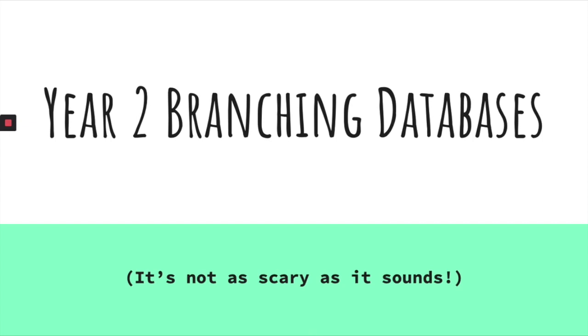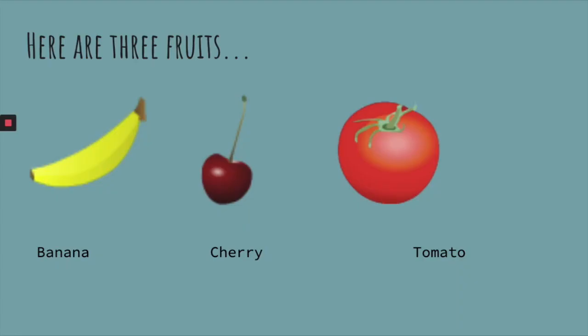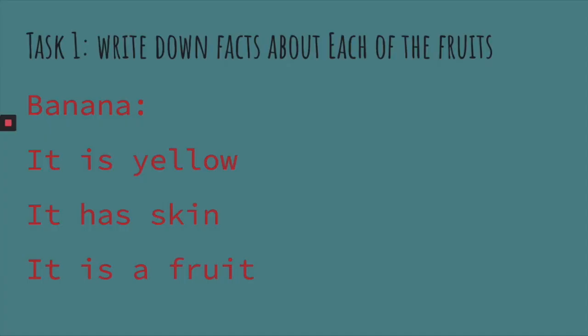Because in a couple of weeks, next week, and for the next few weeks, you're going to be creating your own branching databases using Purple Mash. Okay, let's start then. So, here are three fruits. Now, when we're looking at branch databases, we need to look at the properties of these things. So I'm going to give you a couple of minutes to identify what makes a banana, a cherry, and a tomato. So, for example, these are my facts. The banana is yellow, it has skin, it's a fruit.